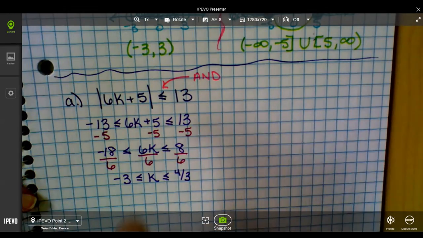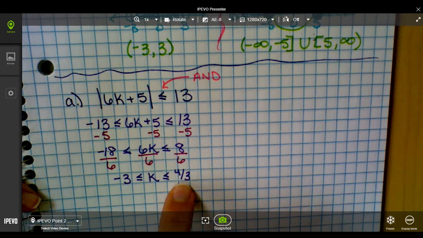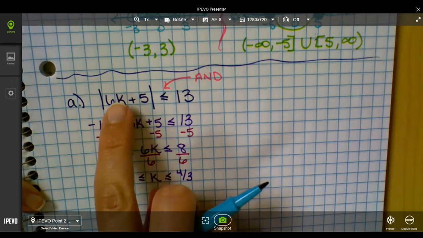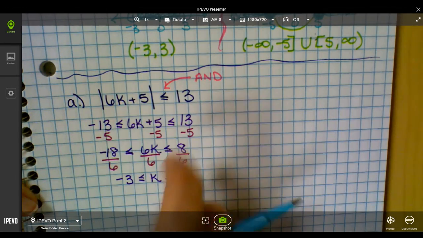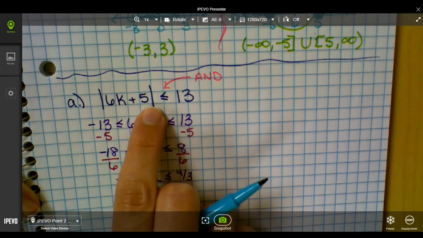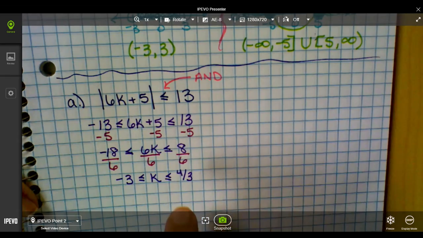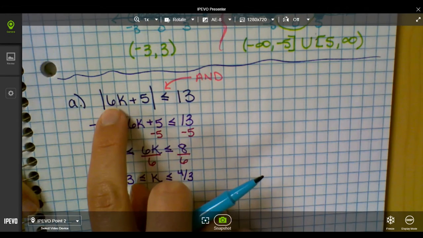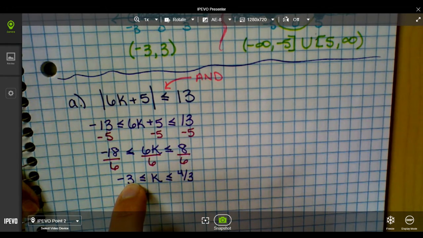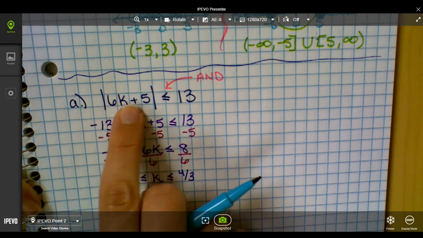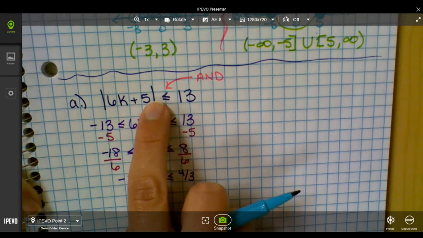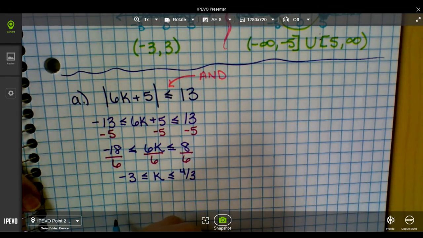All right, so now I know that k has to be between these two numbers. So k can still be 0, it can be 1, it could be negative 2. And if you're ever unsure, just plug it back into here. So the easiest one would be to just plug in 0. So if I have 6 times 0, that's just 0, 0 plus 5 is 5, 5 is less than 13. If I wanted to plug in 1, because this is 1 1/3, 6 times 1 is 6, plus 5 is 11, 11 is still less than this. If you wanted to plug in negative 2, because that's in between these numbers, that would be negative 12 plus 5, which is negative 7. But once I take the absolute value of negative 7, that's positive 7, still less than 13. Okay, so that means all of these numbers are going to work.